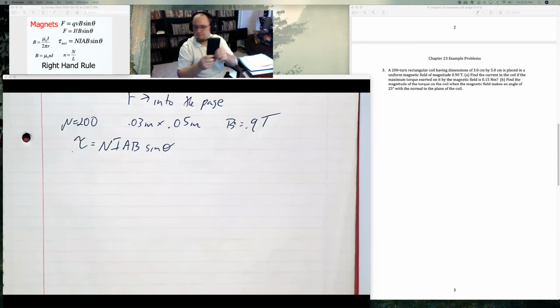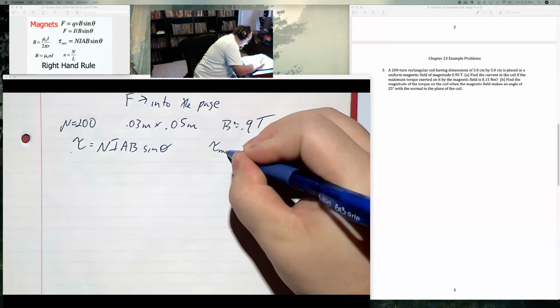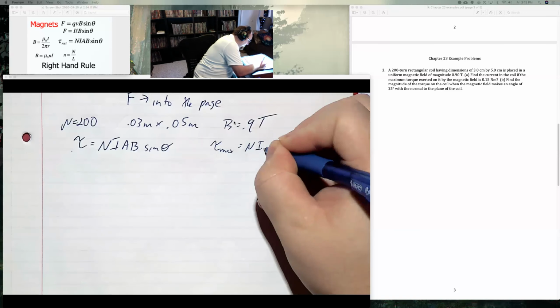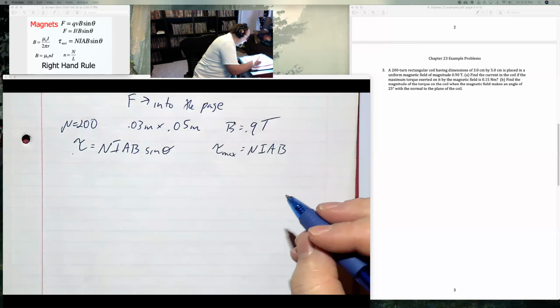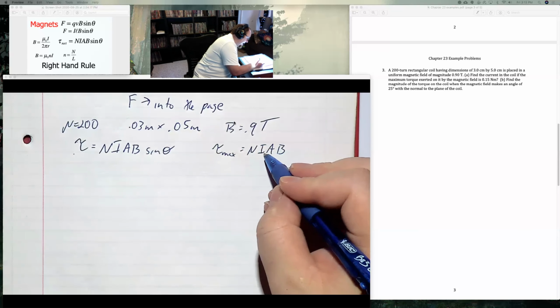If this was my loop, it's about 200 turns too. It's the angle between this coming straight out and the magnetic field. And so as it spins, that angle is going to be changing. The maximum value is going to happen whenever the sine theta is 1. And so the maximum torque will be NIAB.